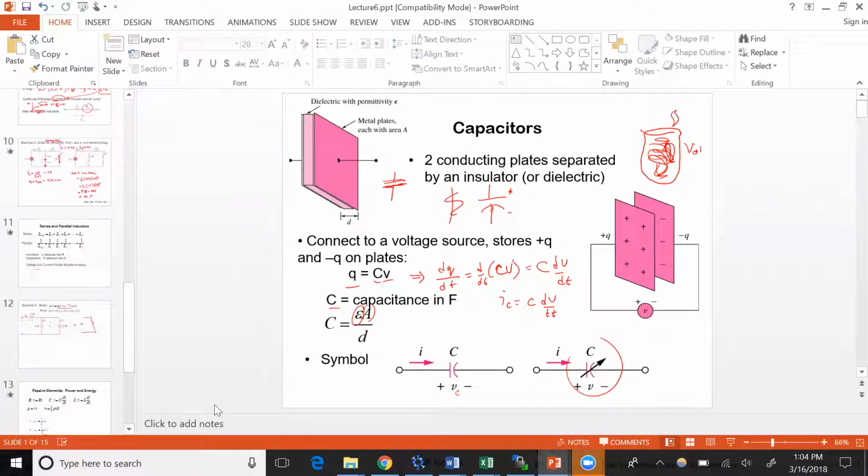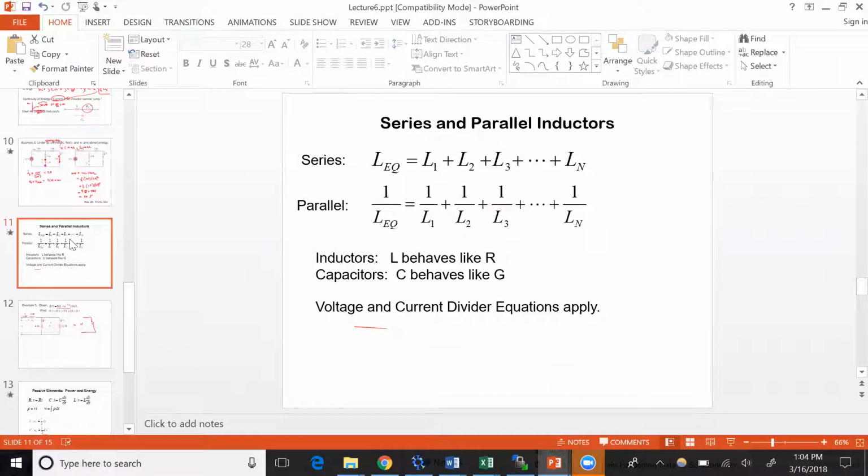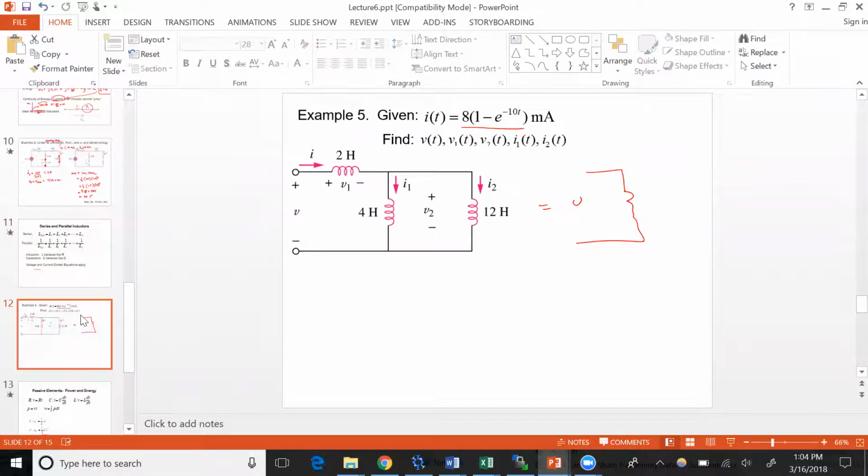So we got to series and parallel inductors. I was kind of going quickly here, and I was thinking we should wrap this up.